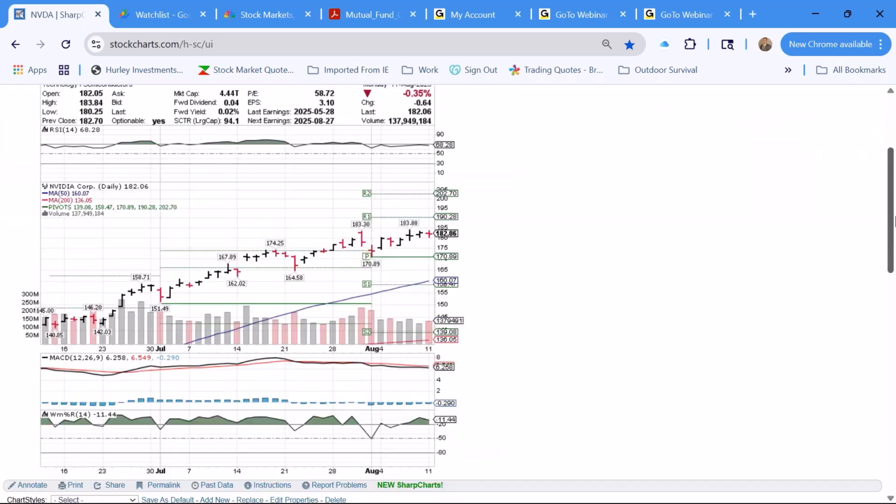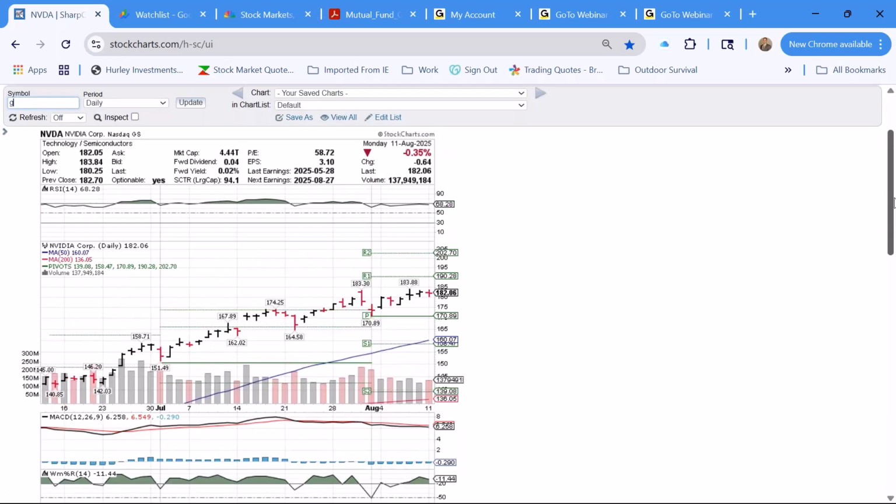NVIDIA just keeps marching higher. Love the chart. Google just keeps marching higher. Love the chart. Meta, huge run up, great earnings, keeps marching higher. Is there anything any of you guys want to see that we've talked about? Lockheed Martin not marching higher the way it's supposed to. Pretty decent earnings, but the market wasn't excited about Lockheed Martin's earnings.